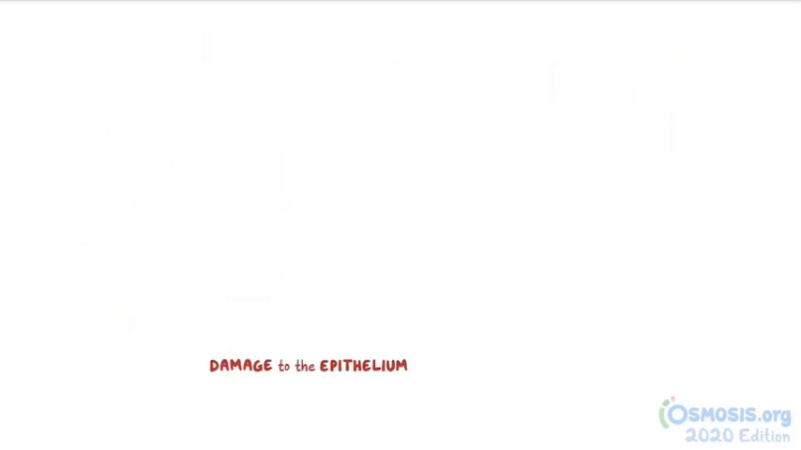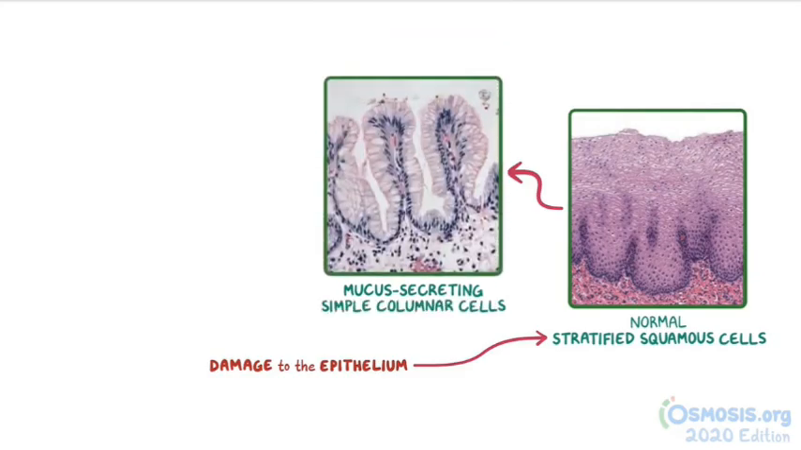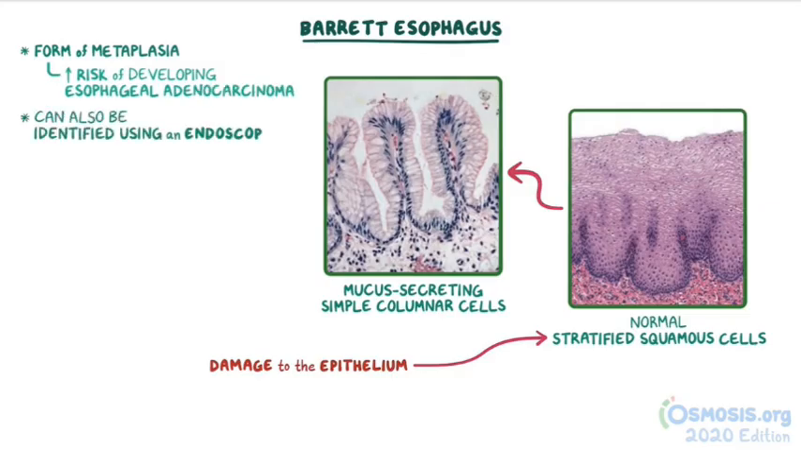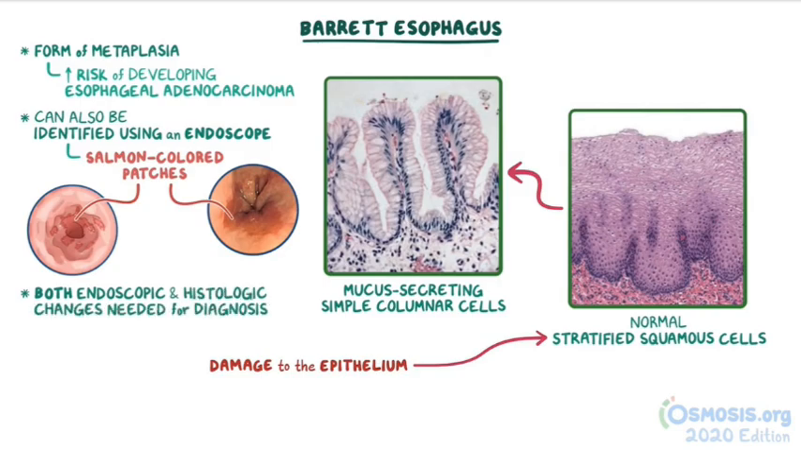The body attempts to adapt by transforming the normal stratified squamous cells of the lower esophageal lining into a mucus-secreting epithelium with simple columnar cells, which are better at protecting themselves from the gastric acid. This condition is called Barrett esophagus, which is a form of metaplasia. Unfortunately, though, this metaplastic change also increases the risk of developing an esophageal adenocarcinoma. These changes can also be identified by using an endoscope, where we'd see salmon-colored patches at the lower segment of the esophagus. The presence of both endoscopic and histologic changes are needed for the diagnosis of Barrett esophagus.